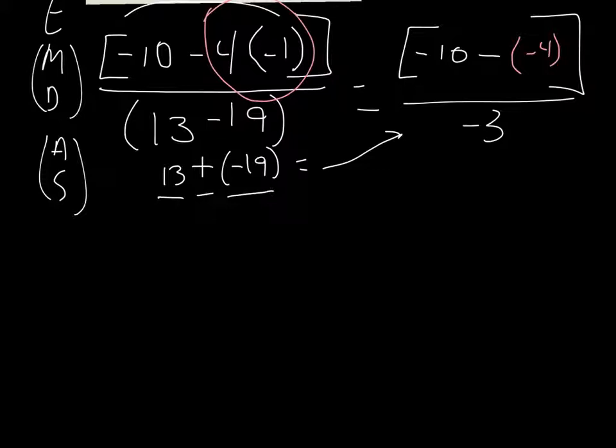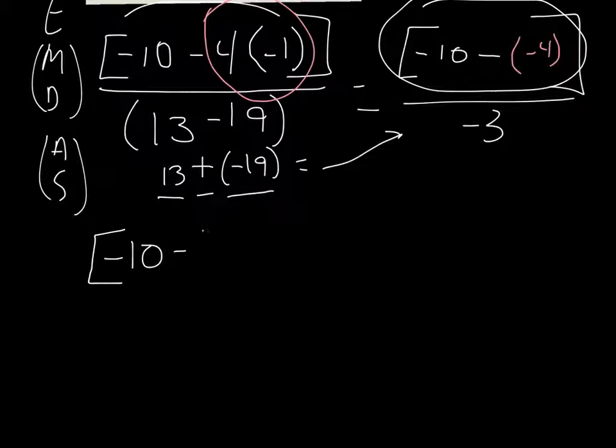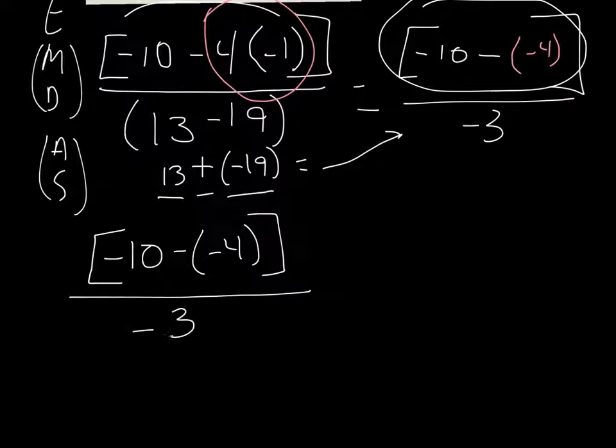Okay, so now I need to solve this top guy. And I'm going to rewrite it right here, just for the heck of it. Negative 10 minus a negative 4 all over negative 3, because we already solved the bottom. Okay, so we have a subtracting a negative. This is always the toughest to get, but remember, change the sign, change the symbol, change the sign. So let's make it a negative 10 plus a positive 4.